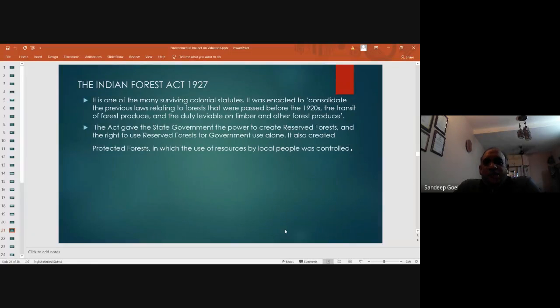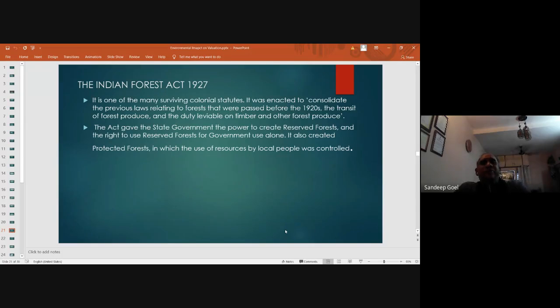Indian Forest Act 1927. It is one of the many surviving colonial statutes. It was enacted to consolidate the previous laws relating to forest that were passed before the 1920s, the transit of forest produce and the duty liable on timber and other forest produce. The Act gave the state government the power to create reserve forest and the right to use reserve forest for government use alone. It also created protected forest in which the use of resources by local people is controlled.